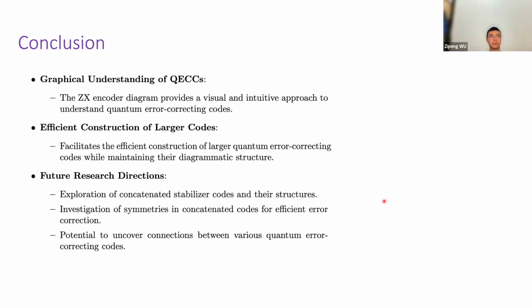So this is the conclusion for this work. We use a graphical approach, especially the JS encoder diagram, to analyze the graph code, or more generally, the stabilizer code. And this diagram is efficient for constructing larger stabilizer codes from smaller ones. A future research direction could be, first, exploring concatenated stabilizer codes. We didn't find many interesting examples using the JS encoder diagram for stabilizer codes.